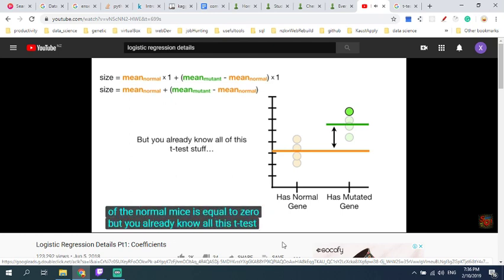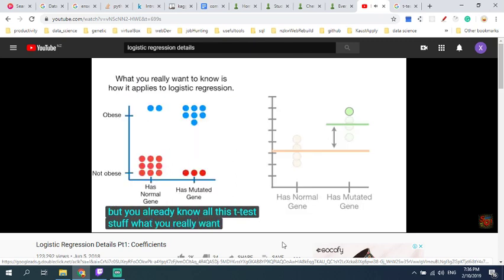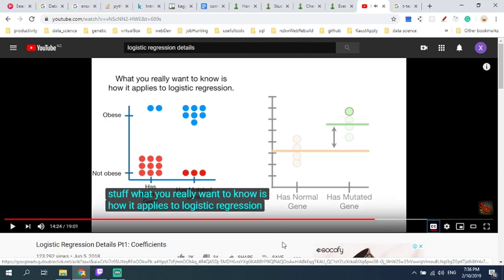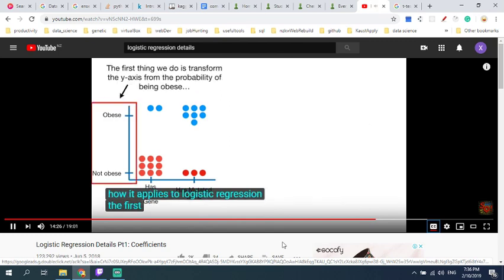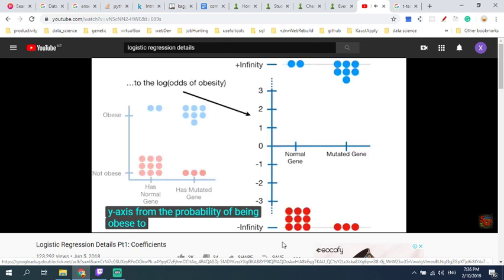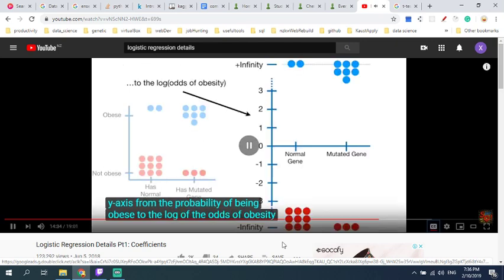But you already know all this t-test stuff. What you really want to know is how it applies to logistic regression. The first thing we do is transform the y-axis from the probability of being obese to the log of the odds of obesity.